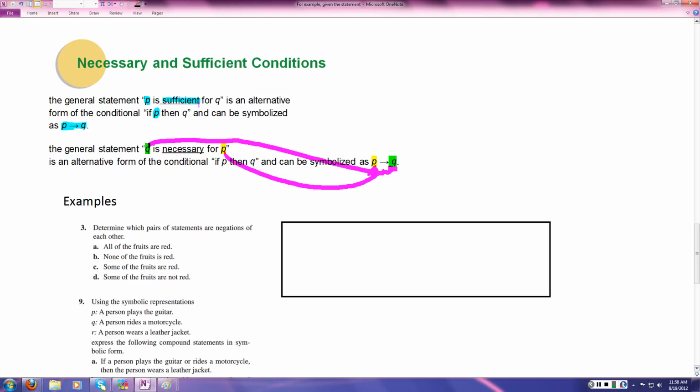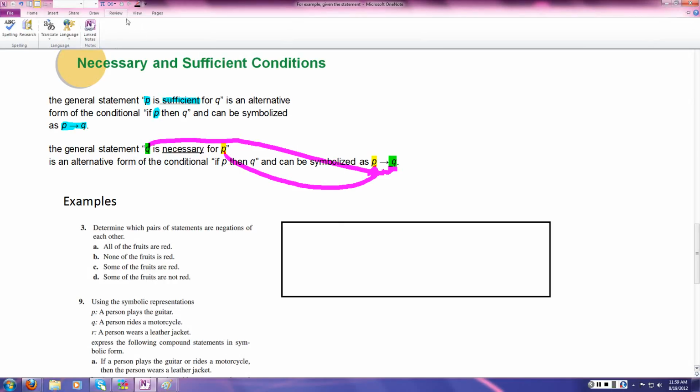For sufficient, I have P is sufficient for Q, and I symbolize that as P implies Q. But here it's going to be that the conclusion is necessary for the premise, so the premise implies the conclusion. So we'll do some examples of this.